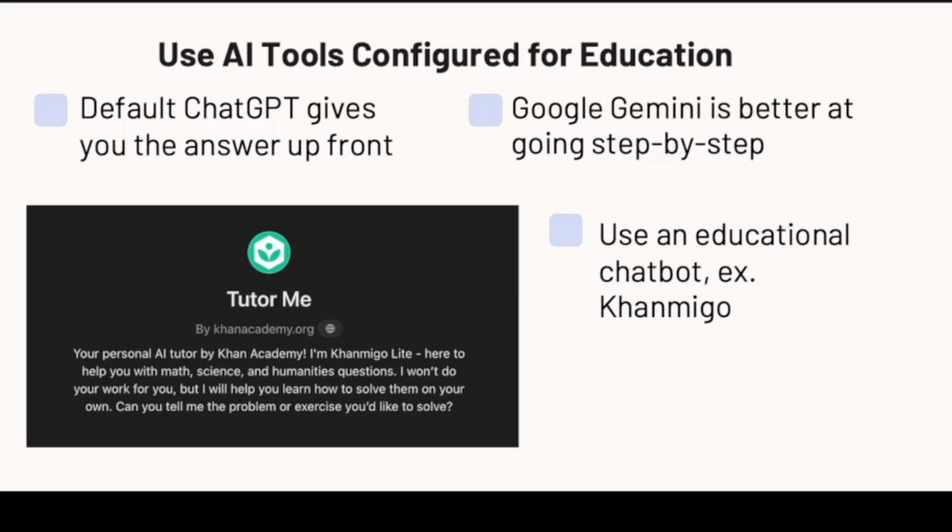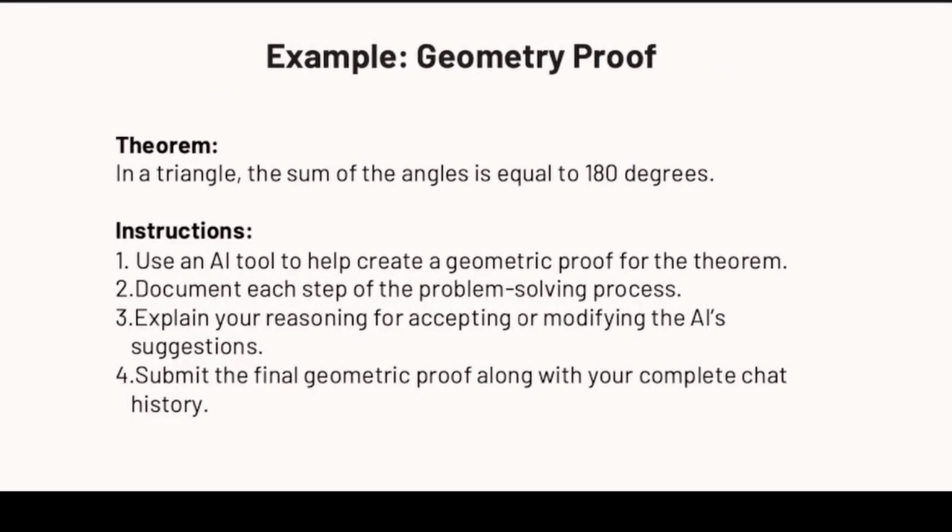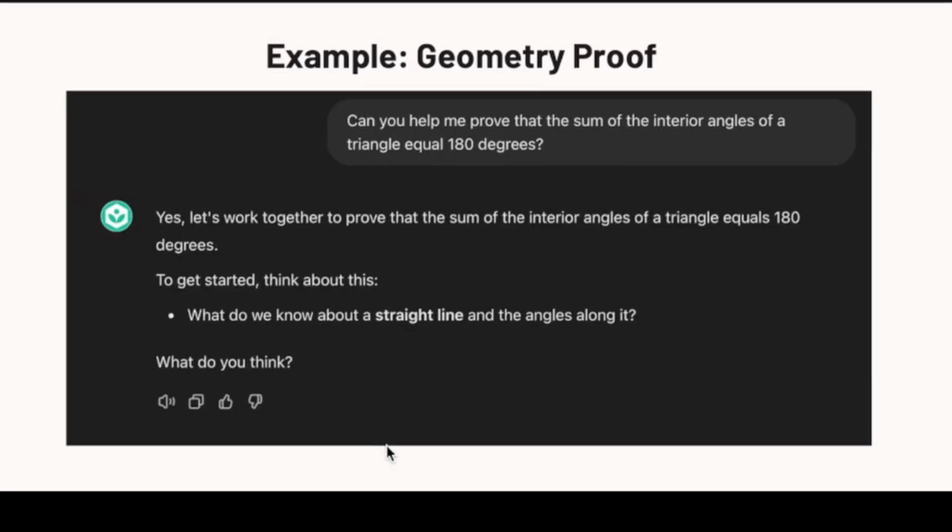I'm going to walk you through me using this on a geometry problem. So this is an assignment. We're asking the student to prove that the sum of the interior angles of a triangle add up to 180 degrees. You can use an AI tool to do this, but document your reasoning, explain your usage of the AI tool, and then you submit your proof along with your chat history. Now this could be sharing a link, which most tools have, or they can copy and paste it into their submission. So here I start out asking TutorMe for help.